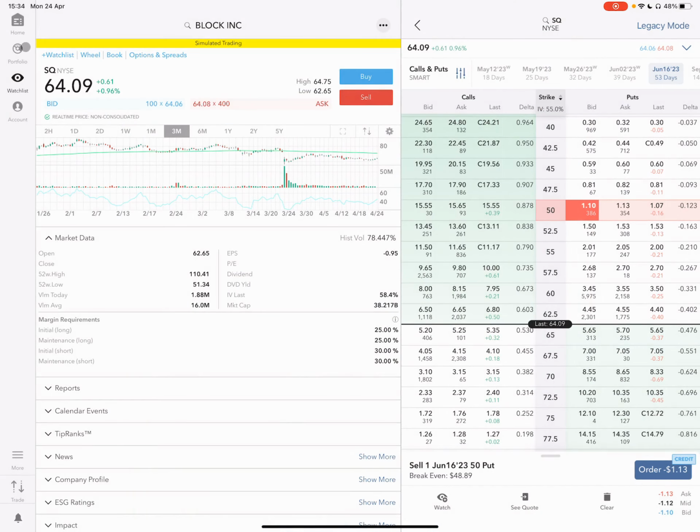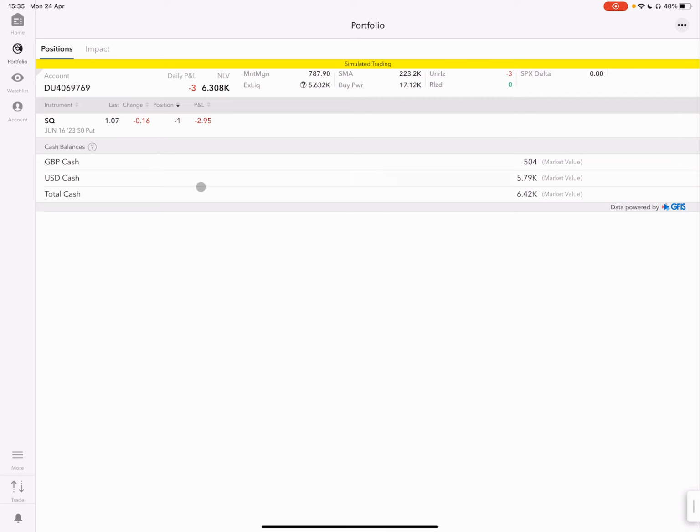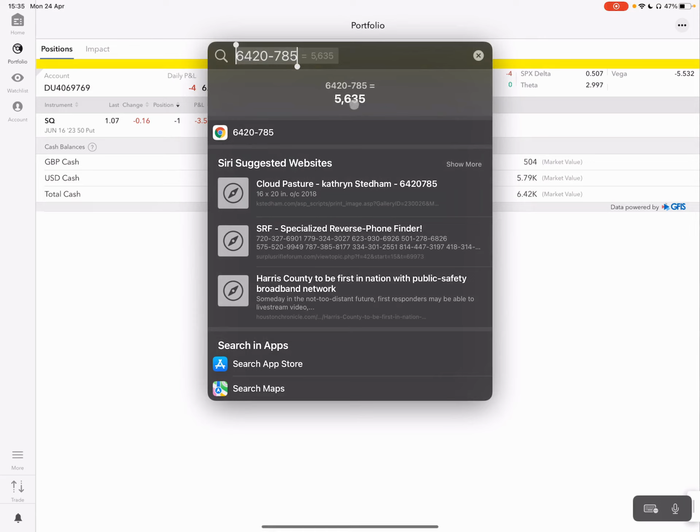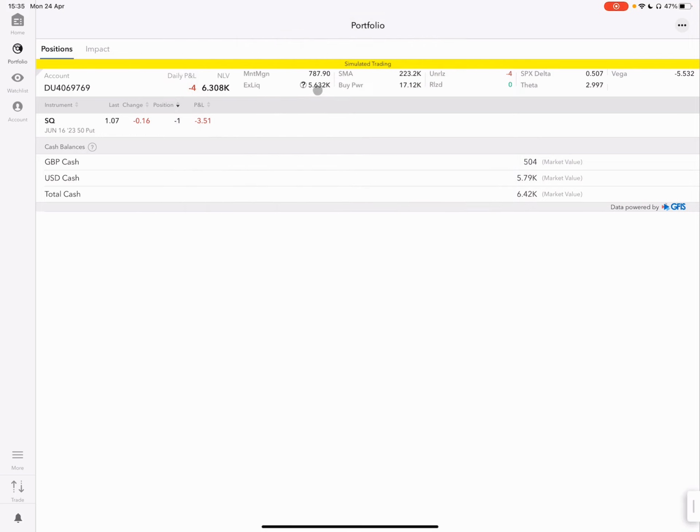Now, let's go back to our portfolio and have a look to see what has actually happened over here. So you can see the new position on here. You can see we're down $3.51 for the day, which is spread and fills and all that type of stuff, so you don't need to worry about that for now. But what we can see, as we did before, is our excess liquidity, we estimated it would drop to 5.636, which you can see here is pretty much thereabouts. So we can see we've dropped from 6.31 to 5.63.